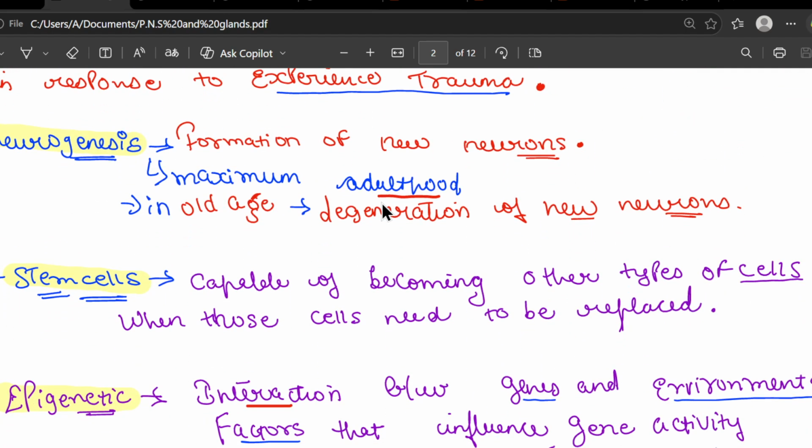Now we have neurogenesis. It is again a very different concept. It is when new neurons are formed. When there is a formation of new neurons, in short, that is called neurogenesis, and it happens maximum in adulthood, and after that it stops.